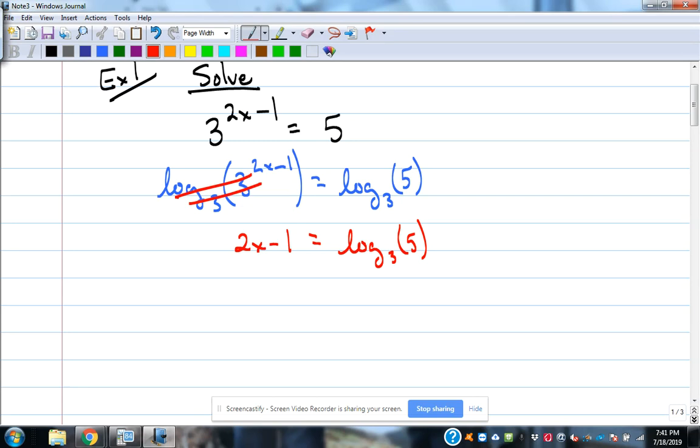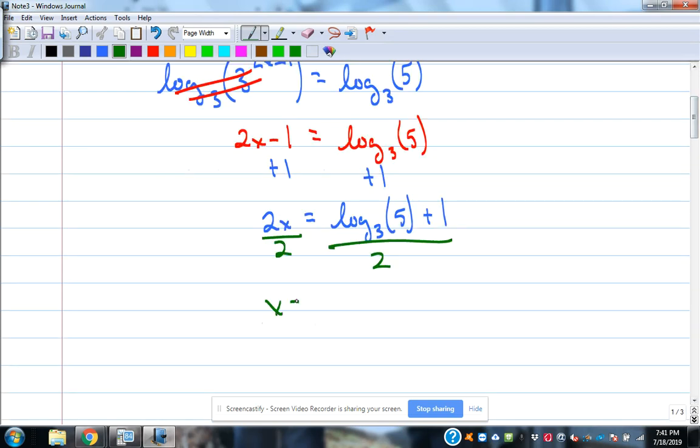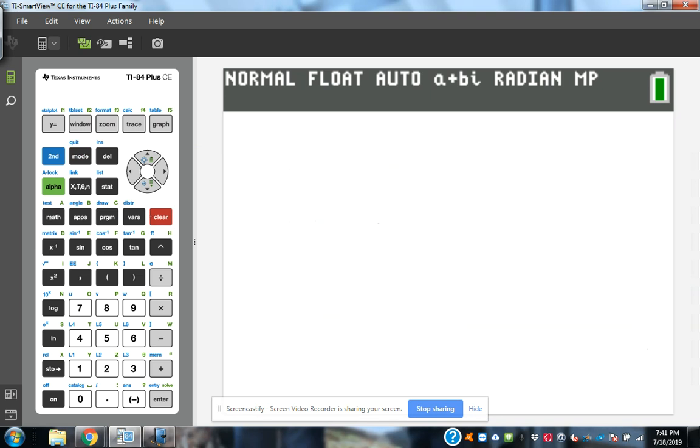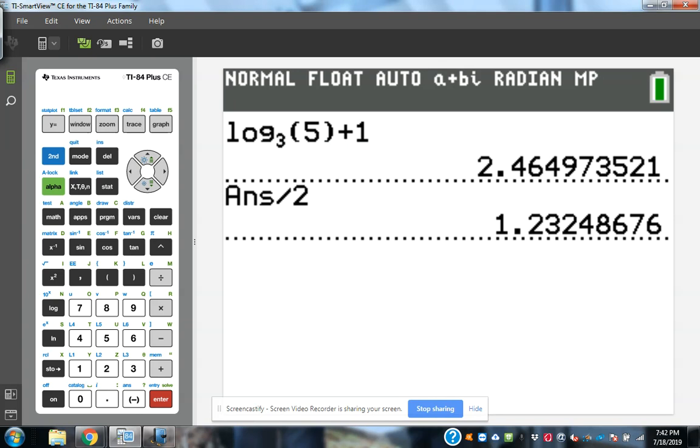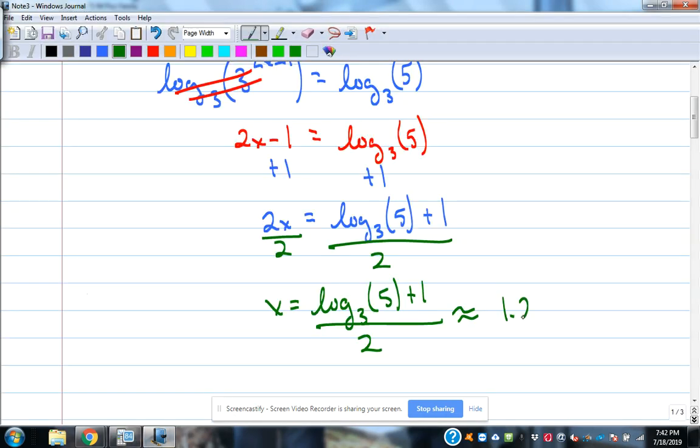And then we would just work to get x by itself. Log base 3 of 5 is just a number. That means I can add 1 to it. 2x equals log base 3 of 5 plus 1. And then I could divide that by 2. There is x equals log base 3 of 5 plus 1, all divided by 2. And as a decimal approximation, I can hit math, go to log base 3 of 5, right arrow key plus 1, get that answer, divide it by 2, I get 1.2325 if I go 4 decimal places. That's using log base 3 to get your result.